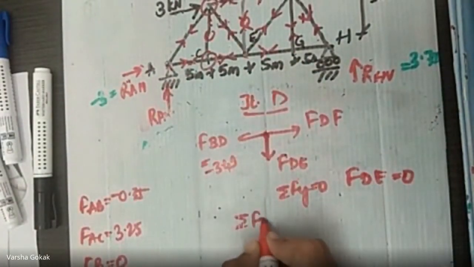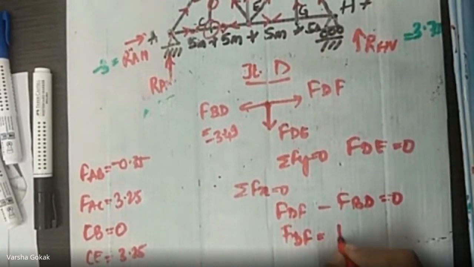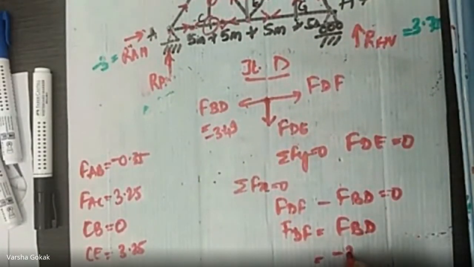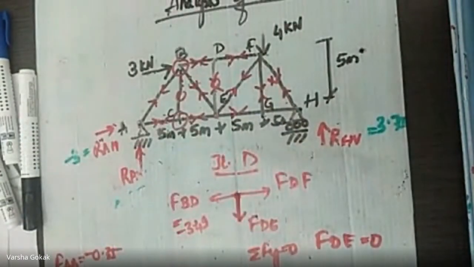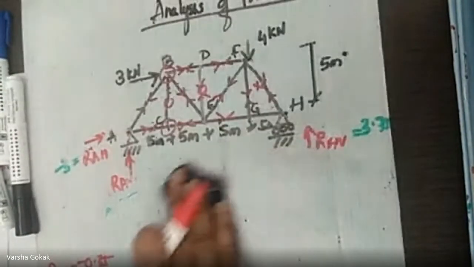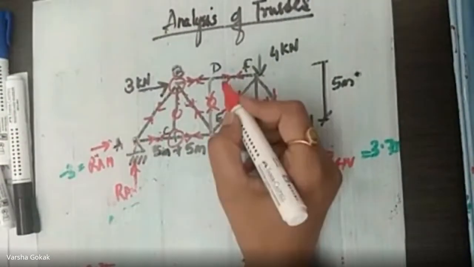Then take summation Fx equal to 0. X made this and this. So I'll have FDF minus FBD equal to 0, or FDF is going to be equal to FBD, that is minus 3.49 kilonewton. So you get your DF value also minus 3.49. Correct? So easy this particular numerical is, if you see many members are 0 member forces and others you're getting quickly. So we found this.